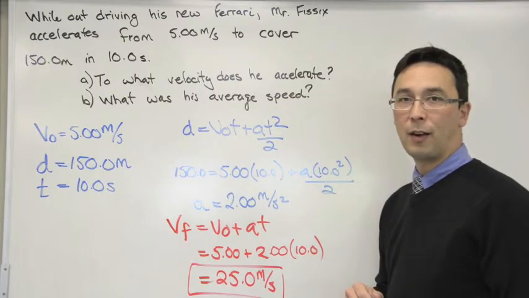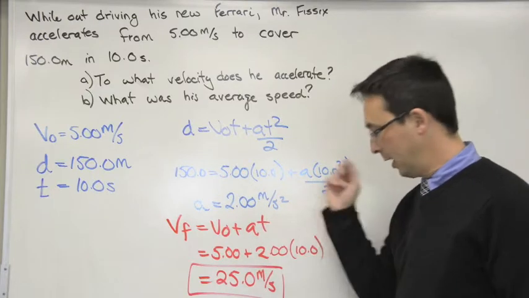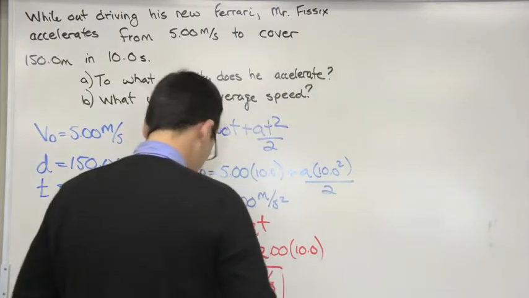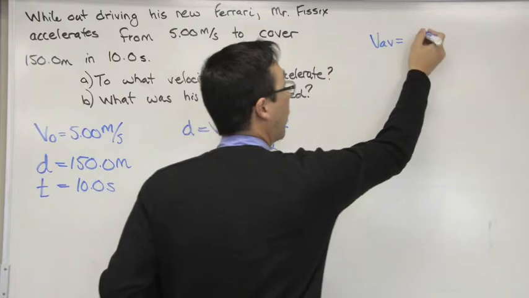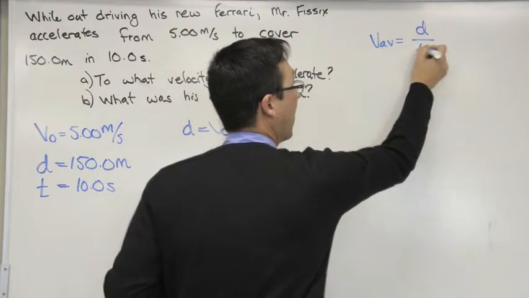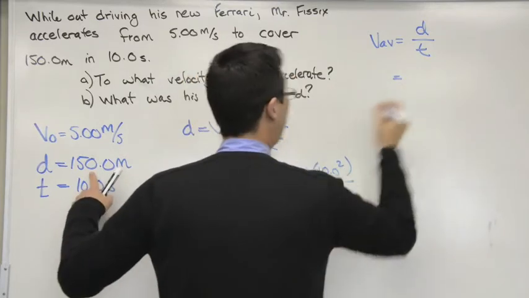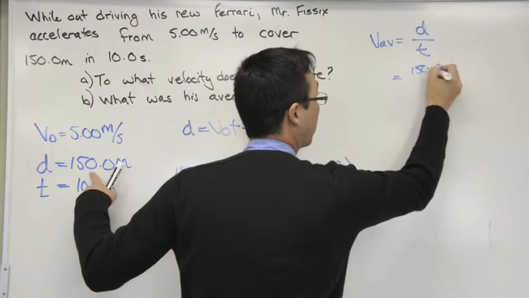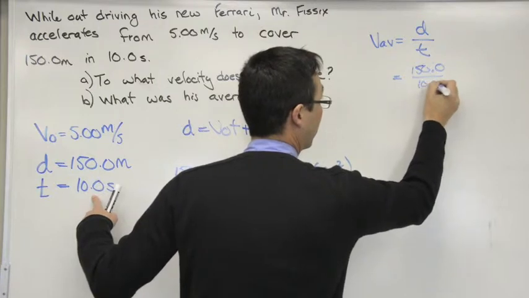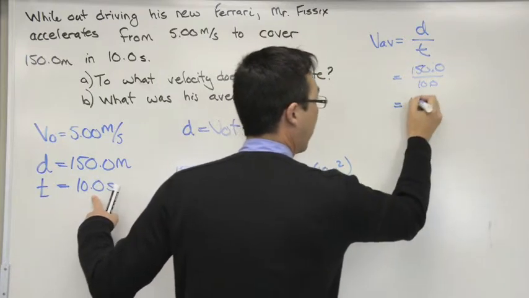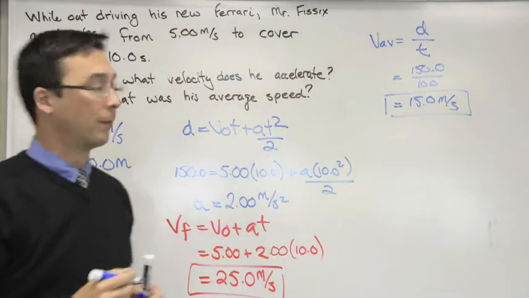There's a couple of ways we can solve for average speed. One of the ways to get average speed from an accelerated motion question is to do this. Average speed will always equal the total distance traveled divided by the time it takes to travel. Okay? That will be 150 meters divided by 10 seconds. And that's going to give me 15 meters per second.